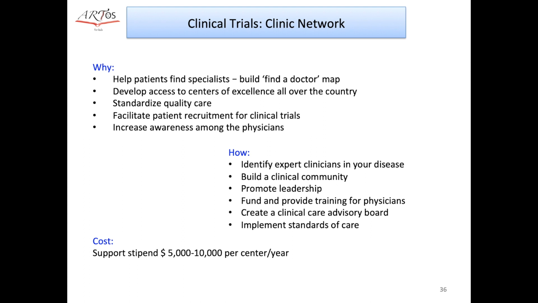How to develop the clinic network? First, identify expert clinicians in your disease. Build a clinical community. Promote leadership. Fund and provide training for physicians. Create a clinical care advisory board. And finally, implement standard of care. This, of course, has a cost. Support stipends between $5,000 to $10,000 per center and per year.